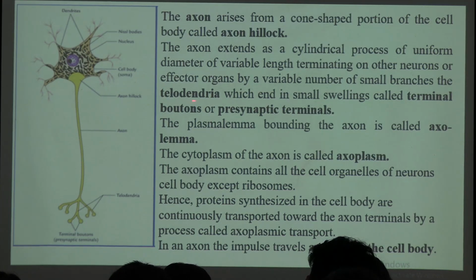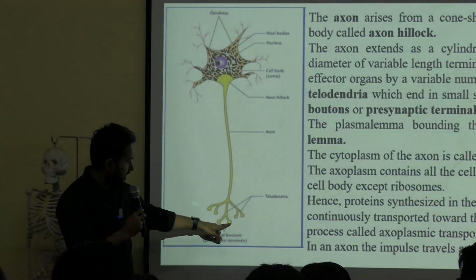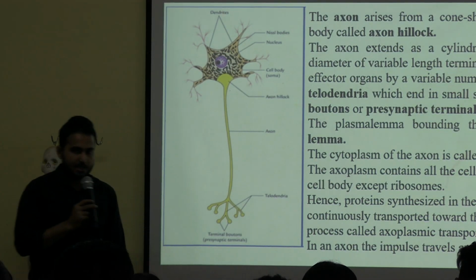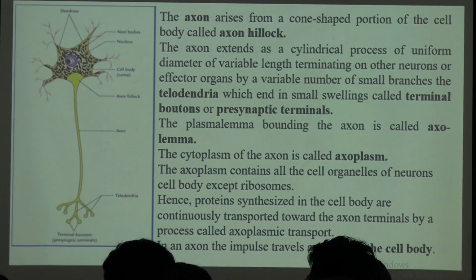Next, in the terminal part, presynaptic terminals or terminal buttons are there, which you can see over here. The terminal branches are called telodendria, and at the terminal parts, buttons or swellings are present. These are called presynaptic terminals, which help in the formation of synapses. The plasma membrane bounding the axon is called the axolemma, and the cytoplasm inside the axon is called the axoplasm.